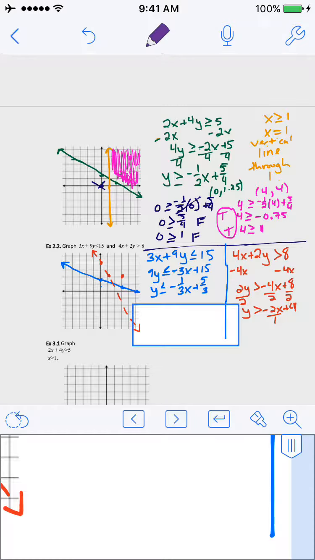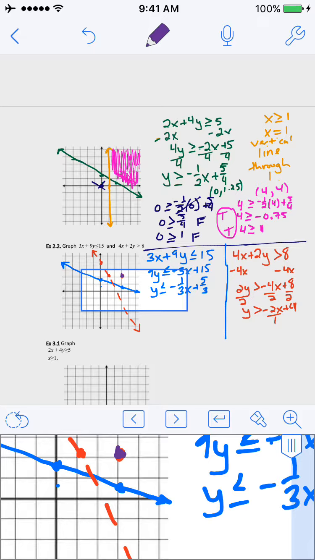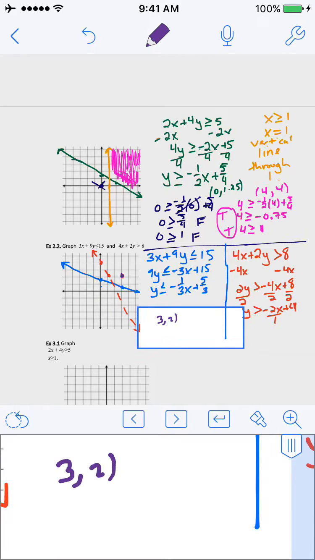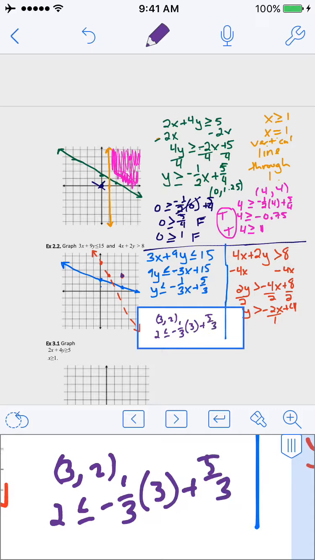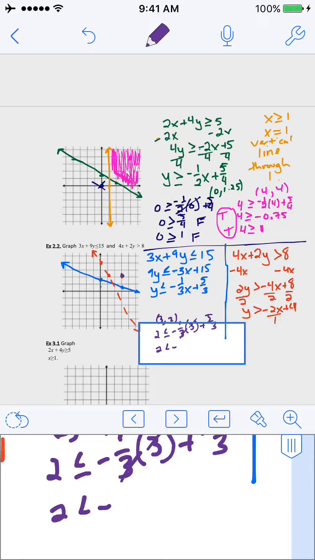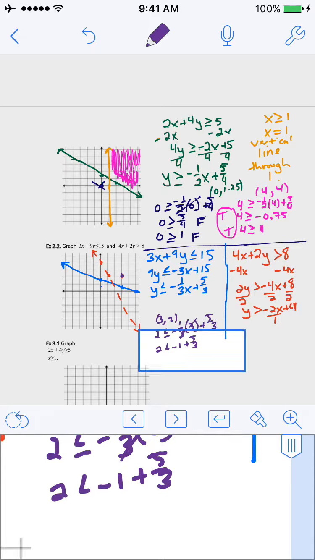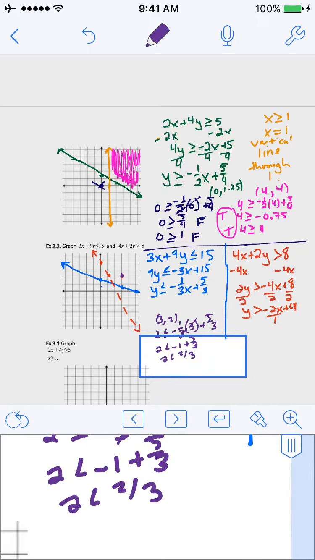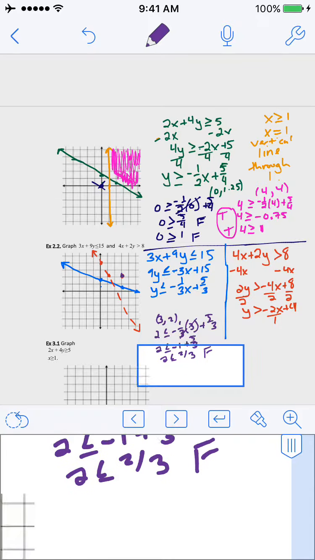I'm not going to use blue, I'm going to use purple. So this purple point right here is going to be the point (3, 2). We're going to try that out. So y would be 2 is less than negative 1 over 3 times 3 plus 5/3. The 3 and 3 cancel. So I'm left with 2 is less than negative 1 plus 5/3, or 2 is less than 2/3. Is that a true statement? No, that is a false statement. Oh, I'm so sorry, this should have been or equal to. That's a false statement. Let's test the other one now.